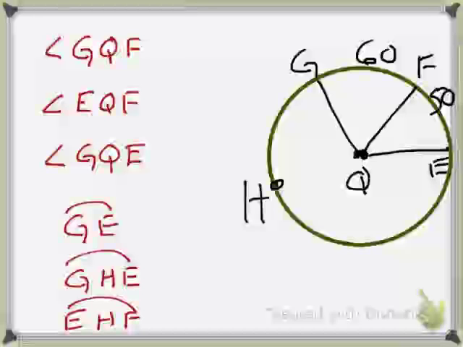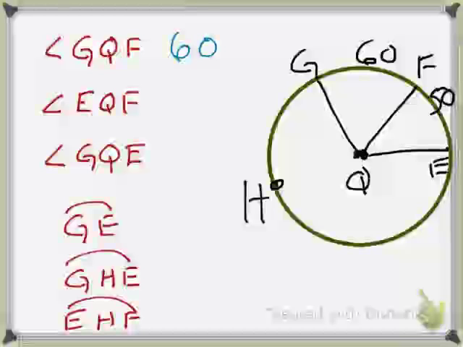In this one, I gave you some measurements of arcs. Arc GF is 60, arc FE is 50, Q is at the center, and H is just floating out there. How big is angle GQF? 60. How do we figure? The central angle should be equivalent to the arc. Okay. Central angle is the same size as the arc.